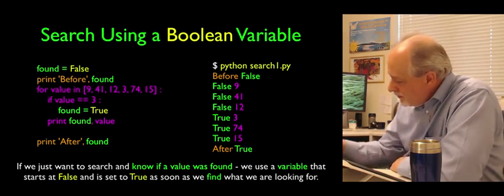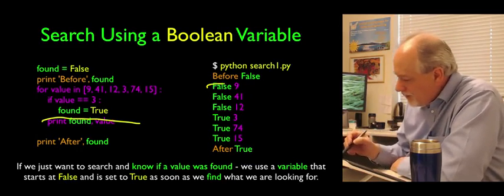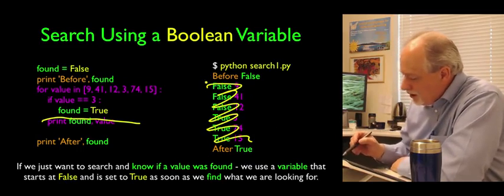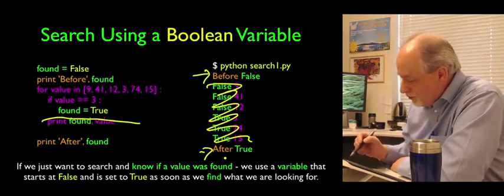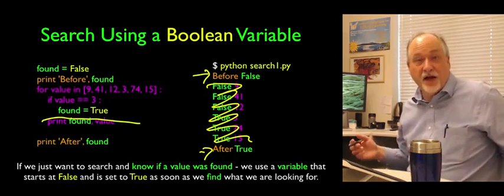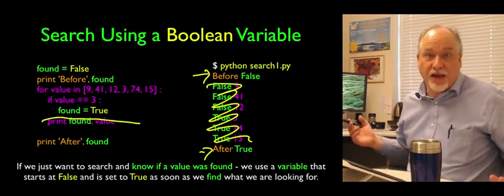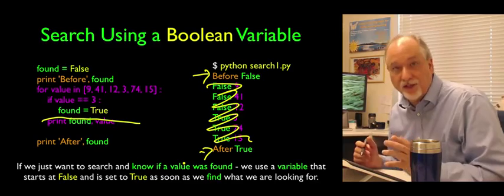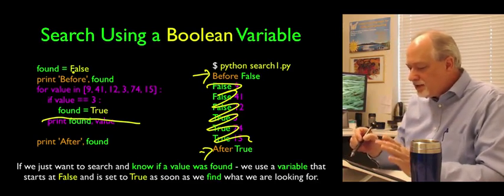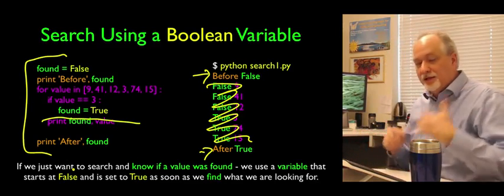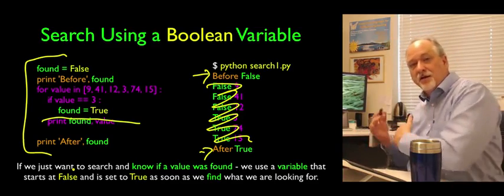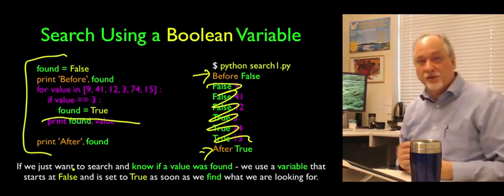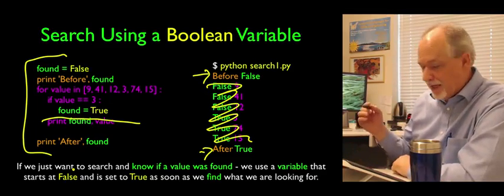Now, the way we usually do these kinds of things is we don't bother with this print statement, so we wouldn't see all this stuff. All we would see is before false, after true. And after would just tell us that, yeah, we found it. There was a 3 somewhere in that long list of numbers. Okay, I'm just adding this print statement so we can trace it. But basically, this loop, from here to here, is asking the question, is there the number 3 in the list that we're about to go through? Okay?